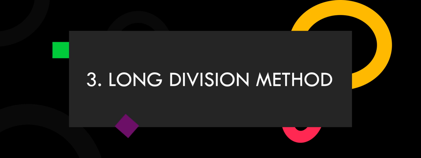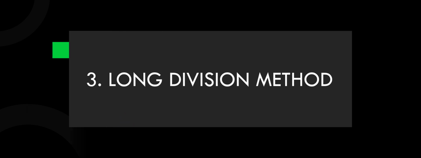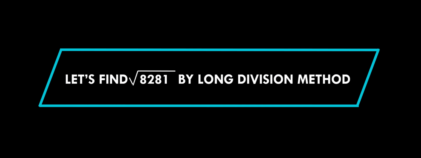Number 3. Long division method. We use this method to find the square root of large numbers. Let's find the square root of 8281 by long division method.